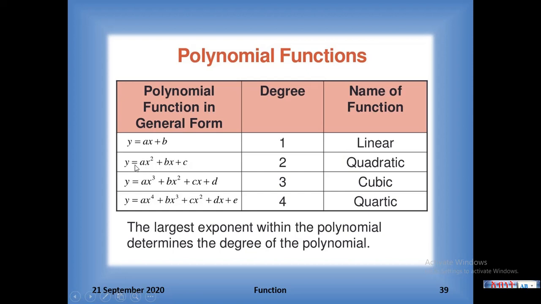By the way, what if a is equal to 0? The ax squared term will be 0, and this quadratic equation will be changed into a linear equation, such like this. So if a function is degree 1, we can call it linear. If it is degree 2, we can call it quadratic. If it's degree 3, we get cubic, and if it's degree 4, you can call it quartic. The largest exponent within the polynomial determines the degree of the polynomial.